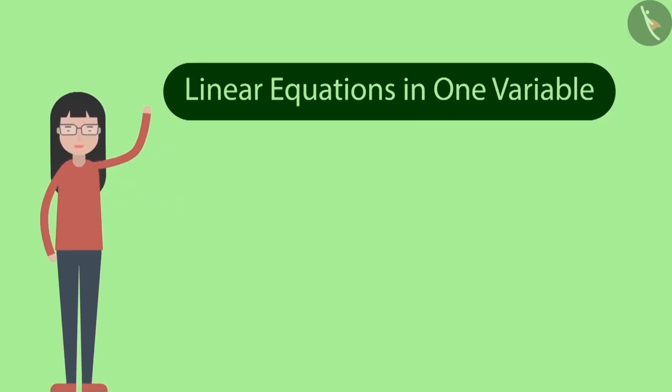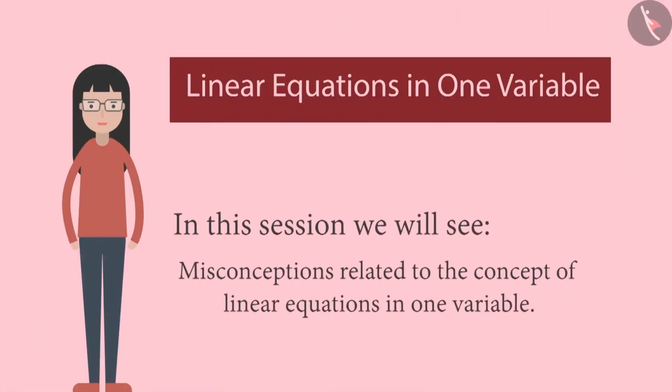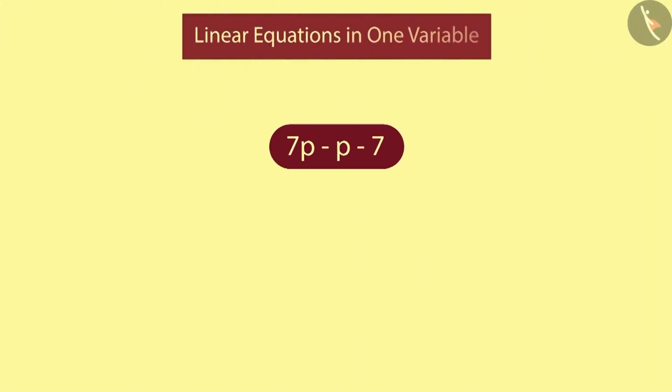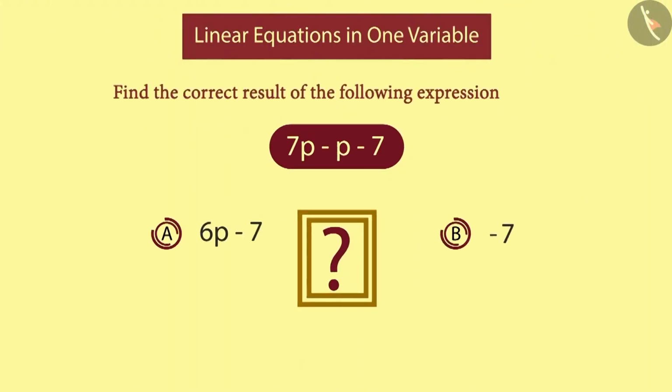Friends, in the previous session, we solved examples of linear equations in one variable. Kindly make a note that the variable is on both the sides of the equation. In this session, we shall look into few misconceptions that can occur while solving such equations. Look at this expression. Out of these two options, which option would be the result of this expression?